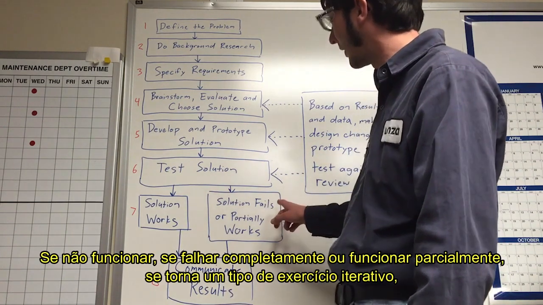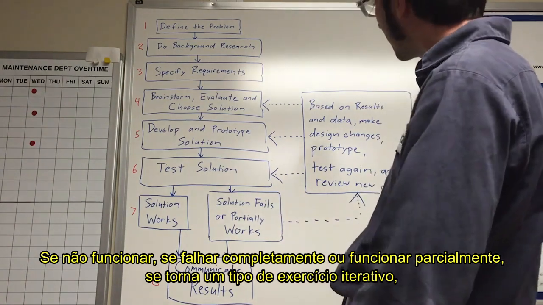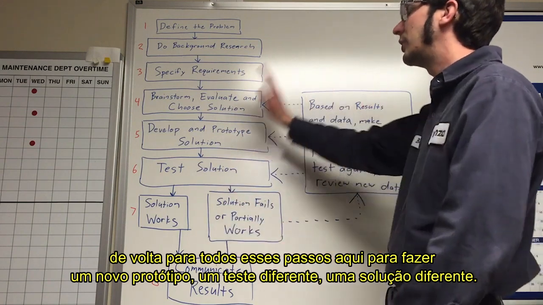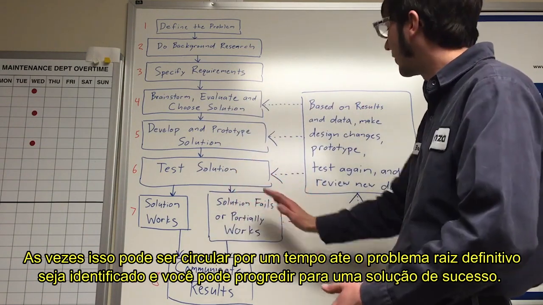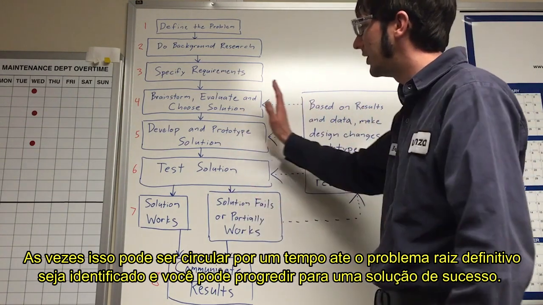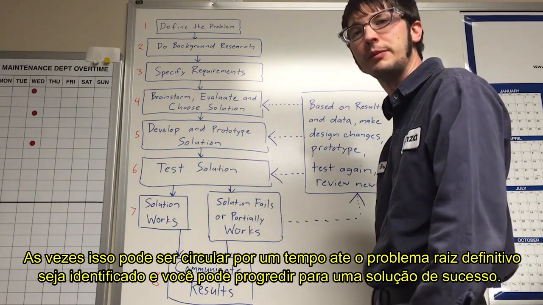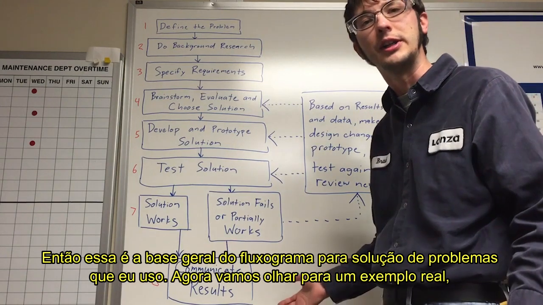If it doesn't work, if it fails completely or only partially works, it becomes an iterative exercise back to all these other steps to arrive at a different prototype, a different test, a different solution. So sometimes this can be circular for quite some time until the definite root cause is identified and you can move into a successful solution. So that's the general basis and general flowchart for problem solving I use.